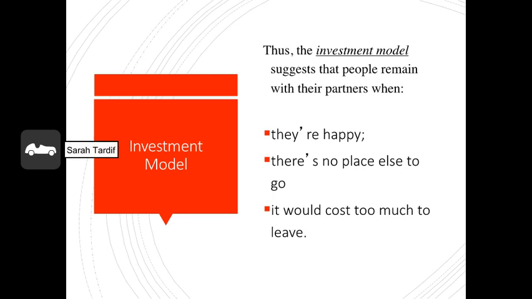Thus, the investment model suggests that people remain with their partners when, one, they're happy, satisfaction; two, there's no better place to go, alternatives; and three, it would be too costly to leave. That is the new edition of this model.